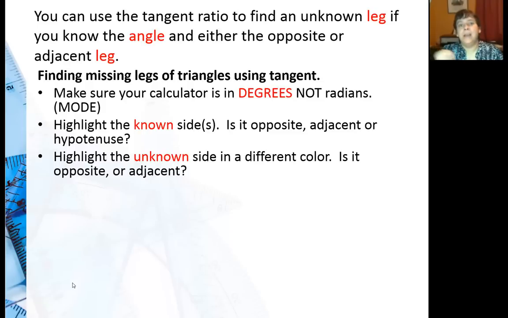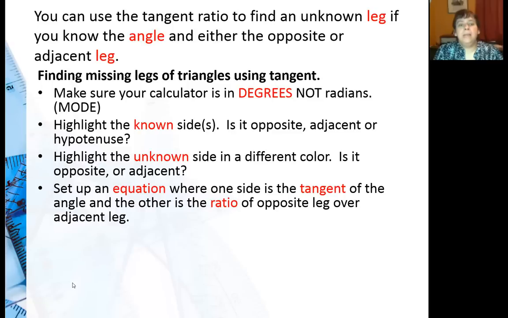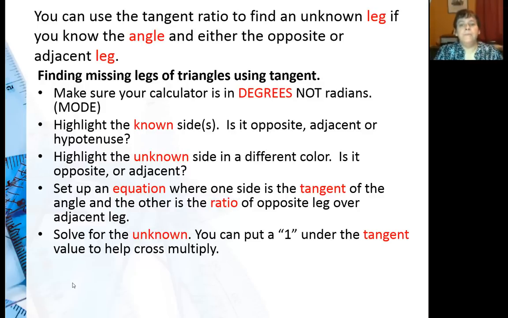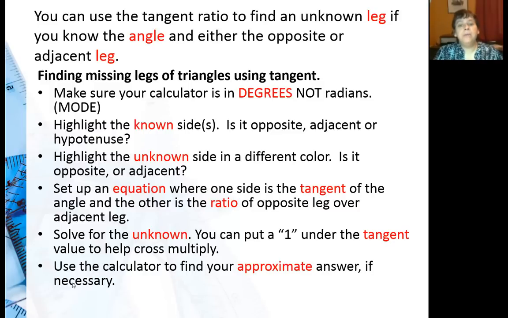Highlight the unknown side in a different color. Honestly, I just tend to highlight my triangles to match the angles. So I highlight them all. Set up an equation where one side is the tangent of the angle and the other is the ratio. So you're going to say tangent of angle equals opposite over adjacent. All right? Solve for the unknown. You can put a 1 under tangent and that'll help you cross multiply. Use the calculator to find your approximate answer if necessary.